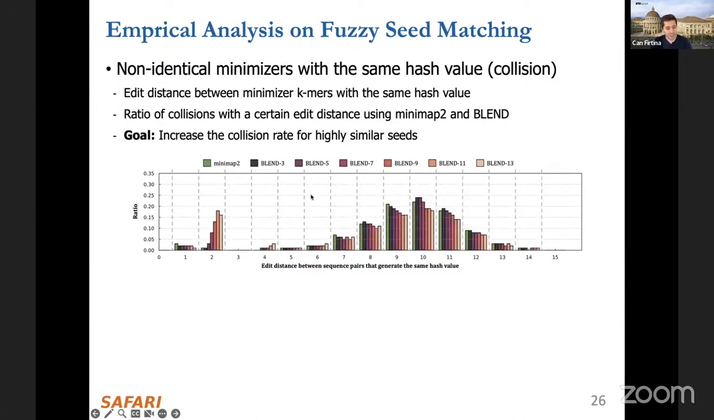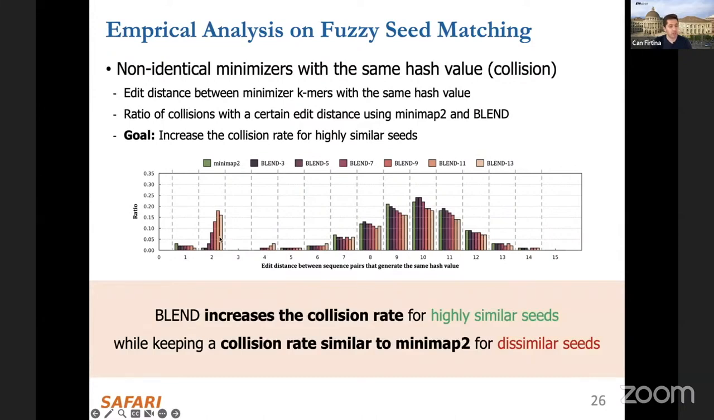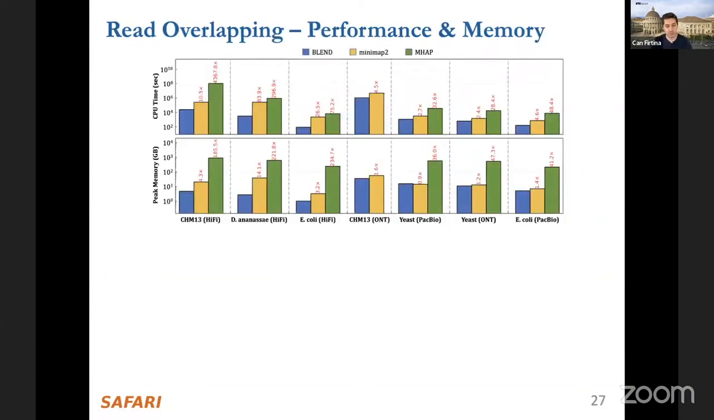So we still have, of course, collisions in the case of BLEND for dissimilar seeds. And those collision ratios are pretty similar to the case of Minimap2. But what's different is that we also increase the collision rate, especially for edit distance 2, which is telling us that we're generating the same hash value for highly similar seeds. So this is essentially our observation. BLEND increases the collision rate for highly similar seeds, while keeping the collision rate similar to Minimap2 for dissimilar seeds. So we're selectively increasing the collision rate for highly similar seeds.